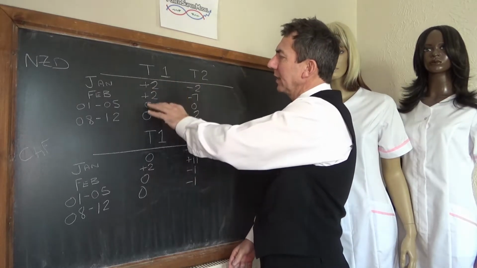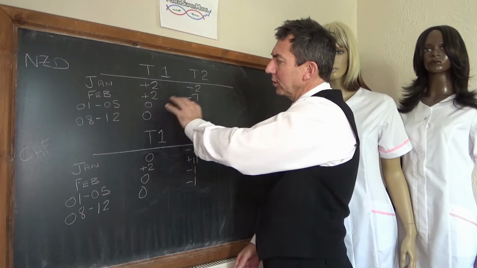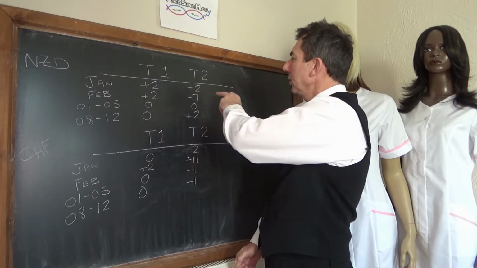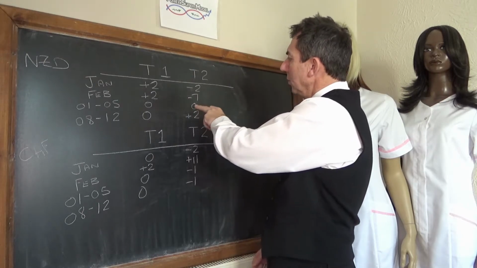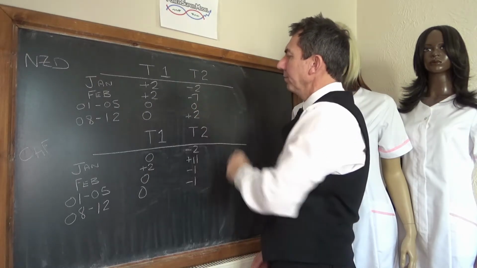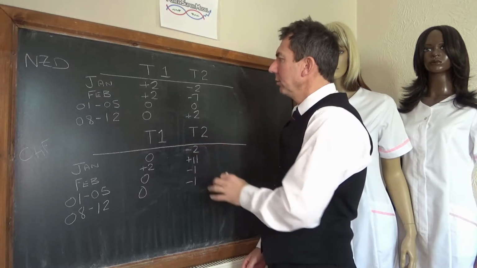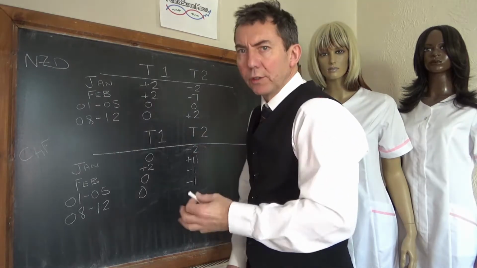So basically tier 1 mildly positive and neutral. Tier 2 -2, -7, deterioration January to Feb, 0, 0, +2. So slight improvement on the tier 2. New Zealand, nothing to write home about.